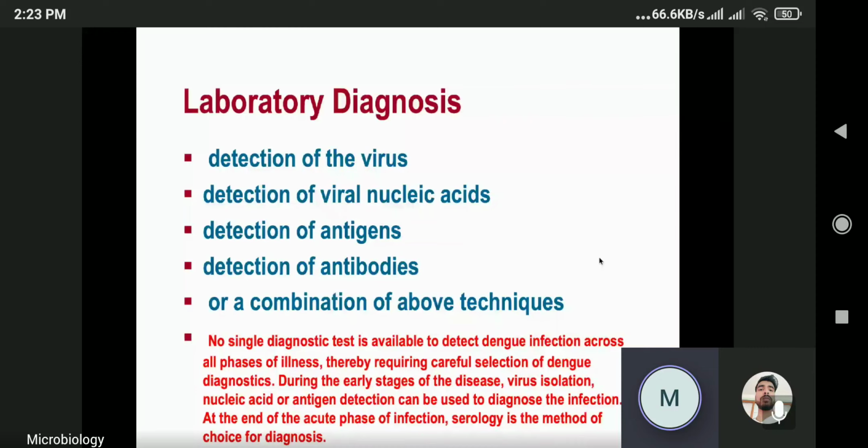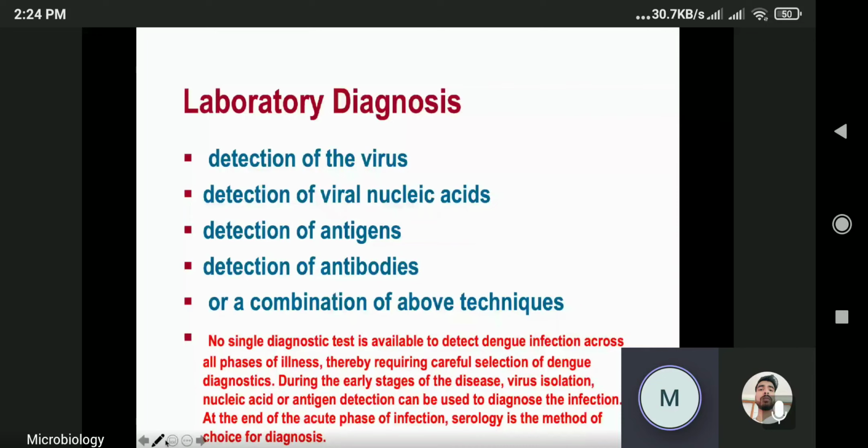Okay, see here, no single diagnostic test is available to detect dengue infection across all phases of illness, thereby requiring careful selection of the dengue diagnostic tools. During the early stage of disease, virus isolation or nucleic acid or antigen detection can be used to diagnose the infection, and in the later phase, we will detect the antibody.